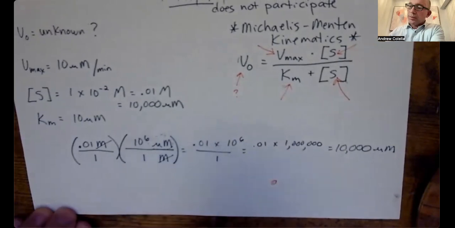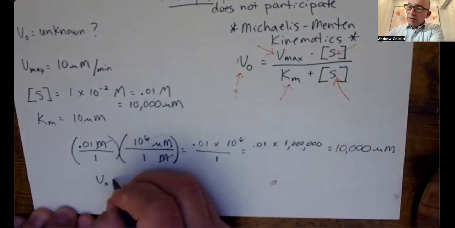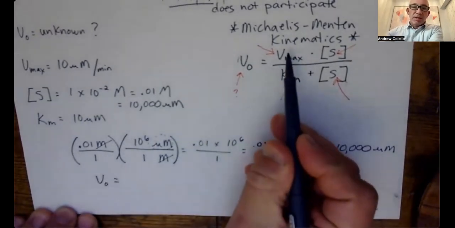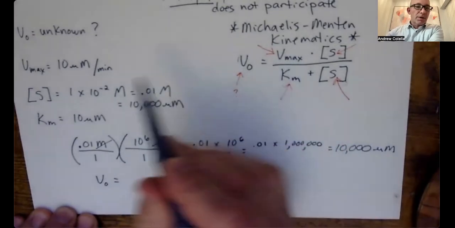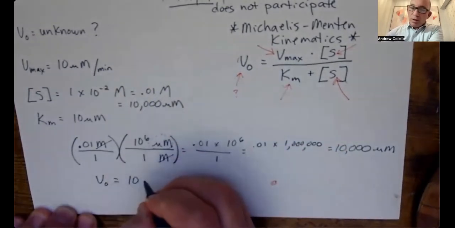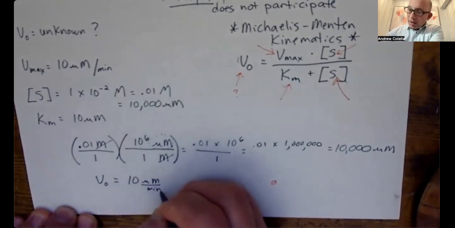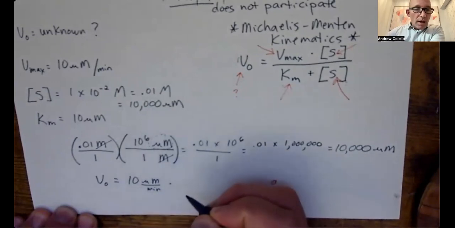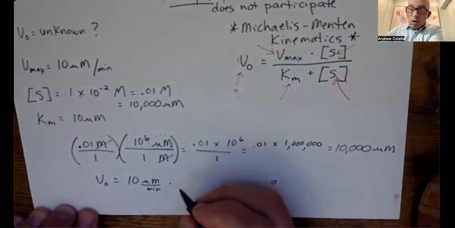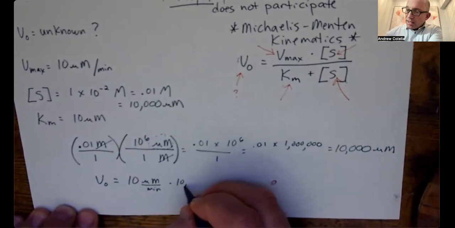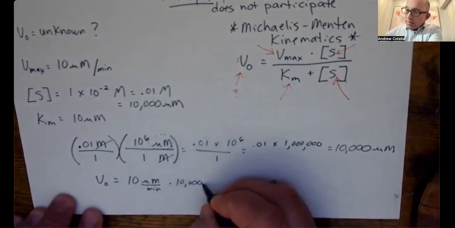So I'm going to rewrite the formula. V naught equals, except I'm going to substitute. Instead of writing Vmax, I'm going to write what we know it is. And I'm going to write the units on there as well. I think that's important, and I'll show you why in a minute. All right, time, and the concentration of the substrate is, oh, we already converted that to 10,000.